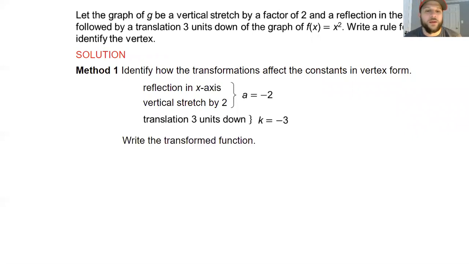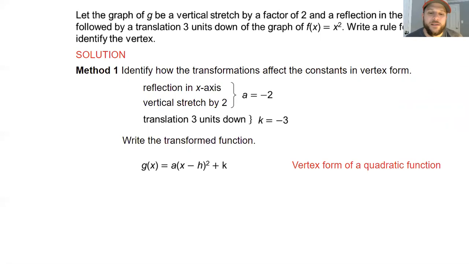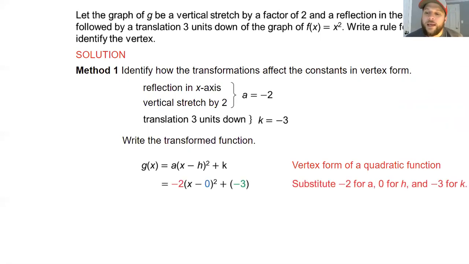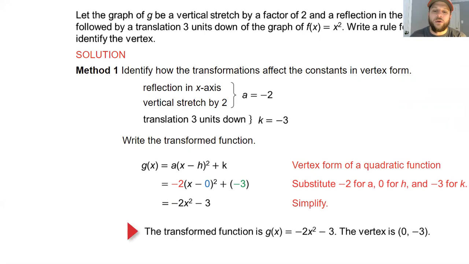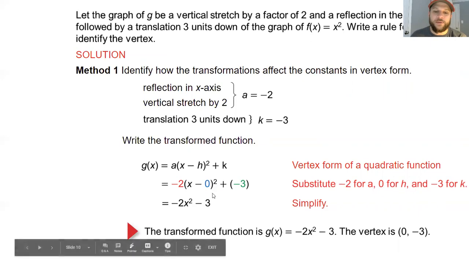So we're just going to plug those numbers into our a(x minus h) squared plus k. H is 0 because we were not told any horizontal translation. We're not shifting left or right at all, so that stays the way it is. Your -2 comes from the a, and your -3 comes from the k. Simplify things all the way down to get -2 times x squared minus 3 as your new graph of g of x. Then just looking at what your h and your k positions are, since your h is 0, that's your x coordinate of the vertex. Since your k is -3, that's the y coordinate of your vertex.